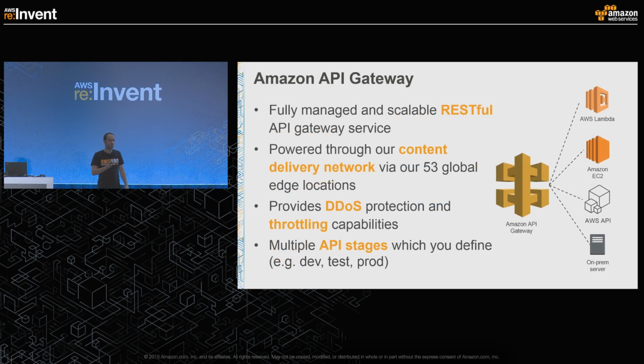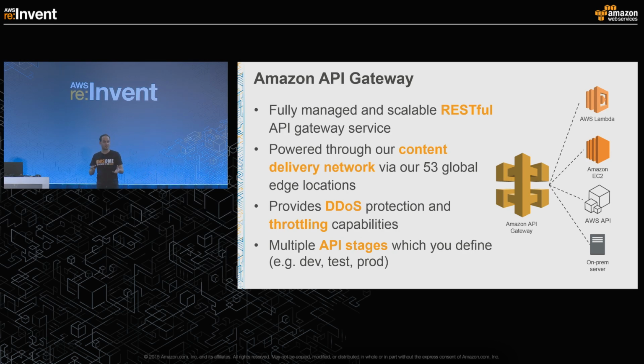Now, I mentioned API Gateway. For those of you who don't know what API Gateway is, it's a fully managed RESTful API Gateway service that we channel or power through our global content delivery network that has 53 edge locations all across the world. Given that, we also provide you with a certain distributed denial of service, DDoS protection around it, and we also give you the capability to throttle individual users, which is important. If you have some potential abusive user, you can actually start throttling him through our gateway service.